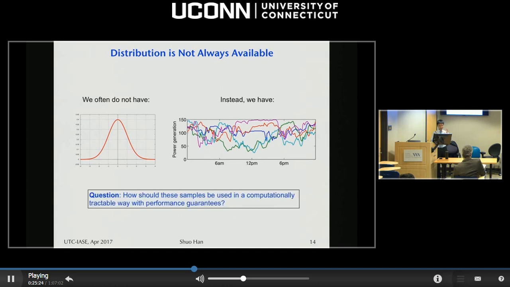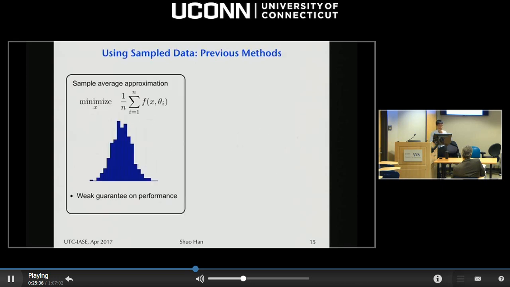So now the question is how we should make use of the samples with performance guarantees and also a computationally tractable way to make decisions. So in the past, there are two major ways to make use of the data available. So the first one is, I'm just going to replace the expectation with the sample average. So in other words, you're replacing the exact distribution with what's called the empirical distribution, which is just a fancy name for histograms.